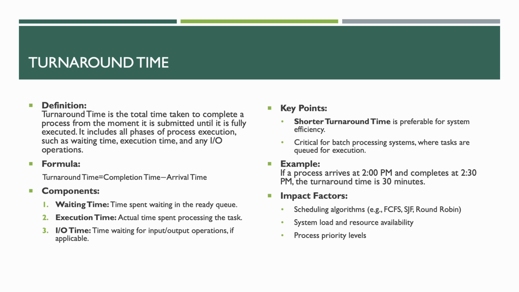Now, there are several factors which influence turnaround time. First is scheduling algorithms such as first come first serve, shortest job first, and round robin. And then system load and resource availability and process priority levels. And optimizing turnaround time helps improve overall system efficiency, especially in multitasking environments where multiple processes compete for CPU time.